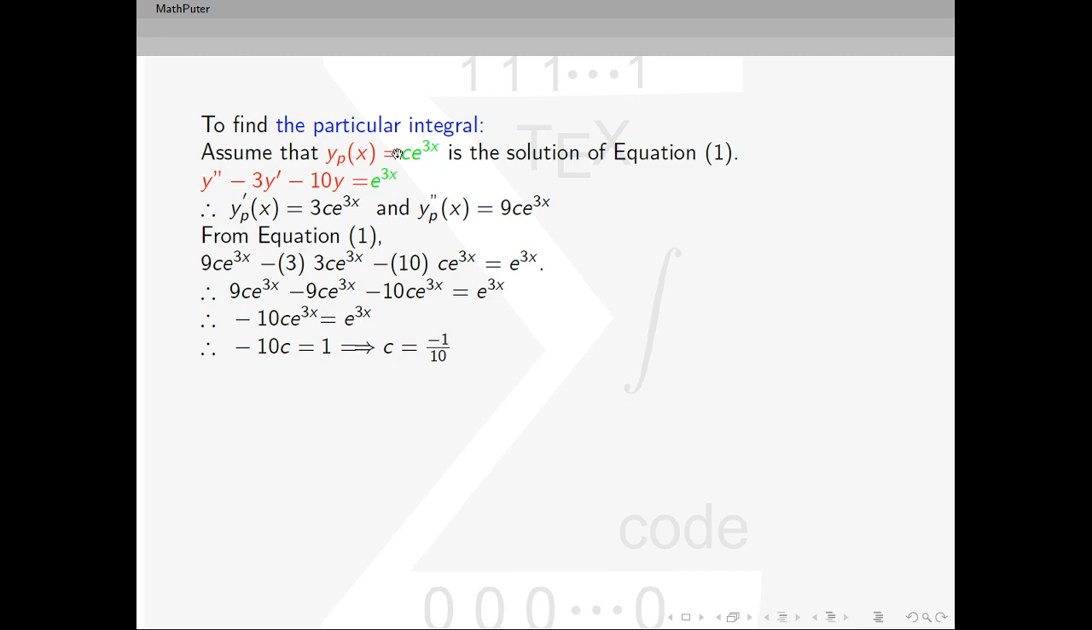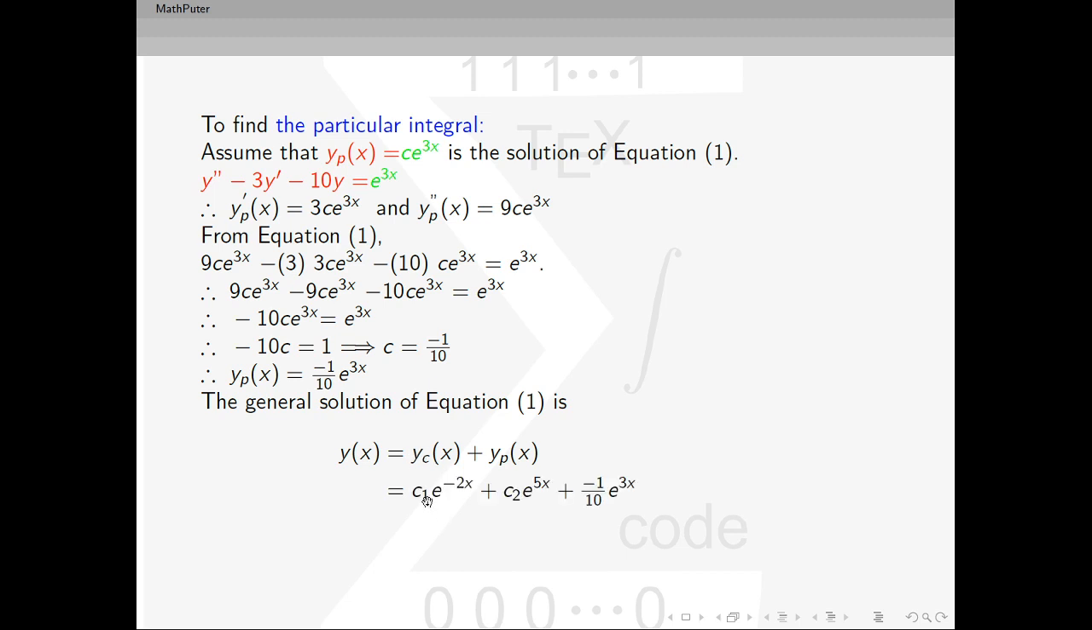So let us substitute c is equal to minus 1 upon 10 into the assumption. So the particular integral yp(x) is equal to minus 1 upon 10 e raised to 3x. So finding the particular integral is not a difficult thing. We have the complementary solution we already found, and this is the particular integral. So now we are able to write the general solution. The general solution is y(x) is equal to yc(x) plus yp(x). What is yc(x)? This is c1 e raised to minus 2x plus c2 e raised to 5x, and plus yp(x).